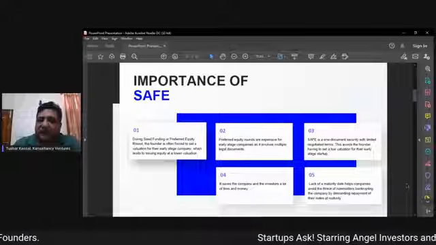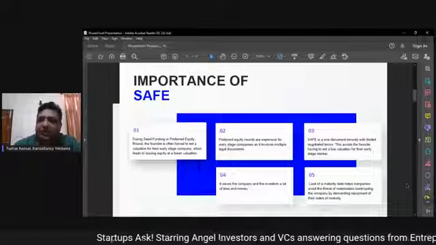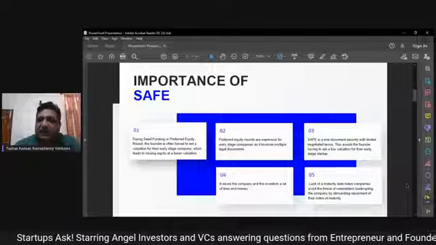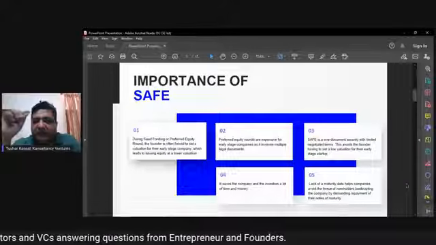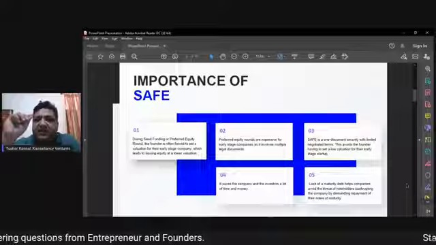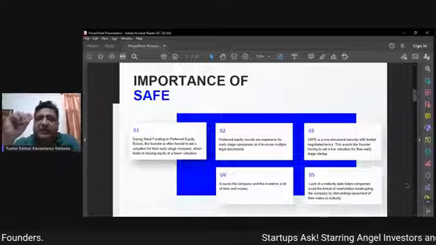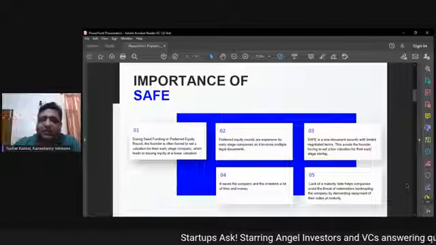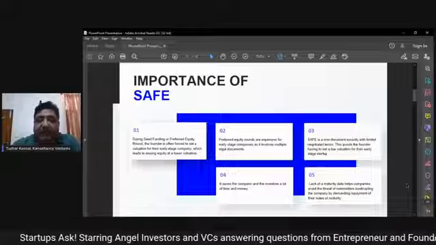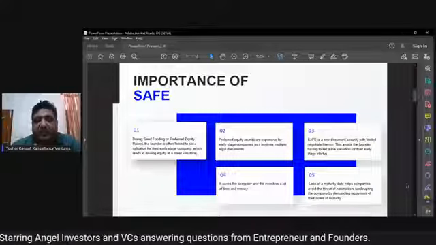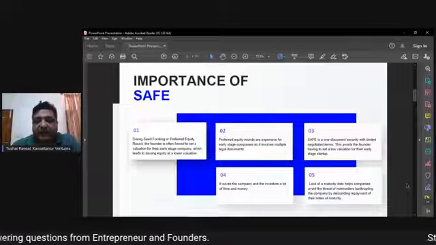The preferred equity rounds involve many legal documents. That is a hassle. SAFE is a very simple agreement. It is a one document security with limited negotiation terms. So this avoids the founder having to set a low valuation for their startup. It saves a lot of time and money. And the SAFE agreement does not have any date. So there is no maturity date.